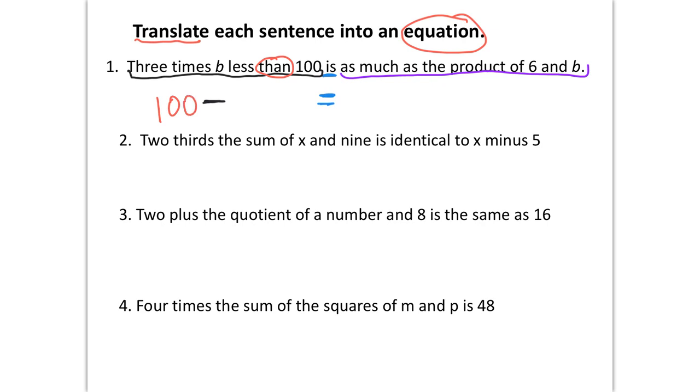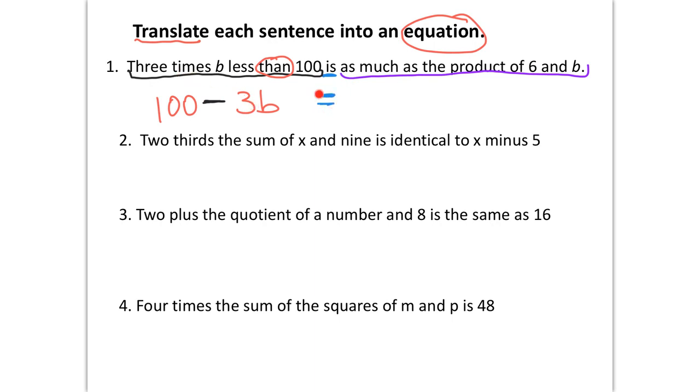minus 3 times b. Now 3 times b is just 3b. You don't need the times in the middle, but that's what it is, 3 times b. So once again, since we have less than, that's going to be your subtraction. So less than means subtract, and the word then means you have to switch the order. So 100 goes first, and 3 times b goes after the minus.